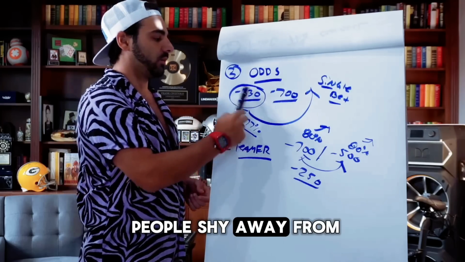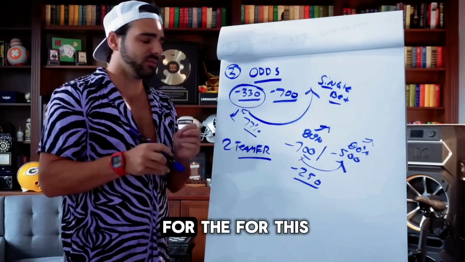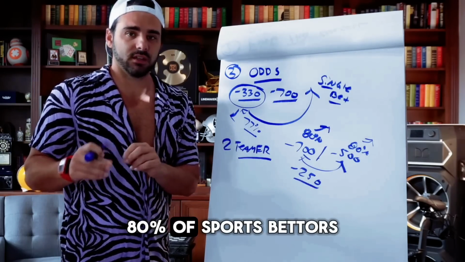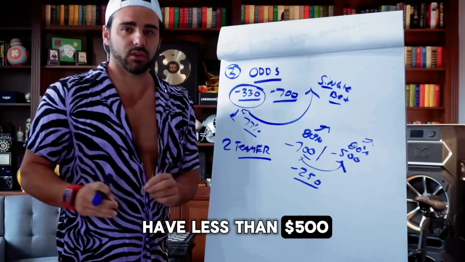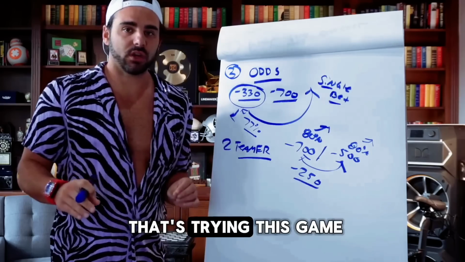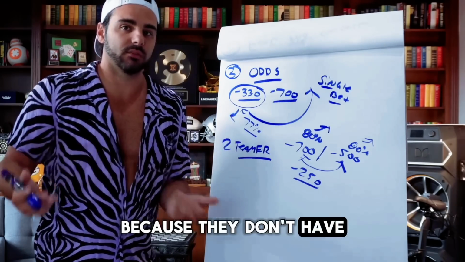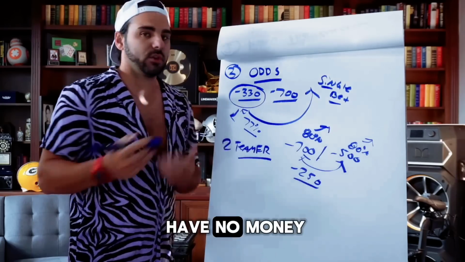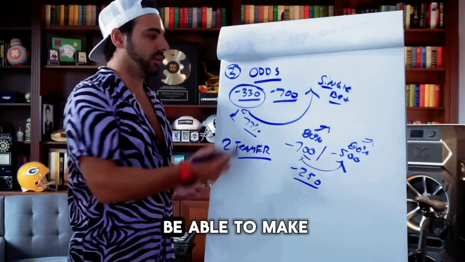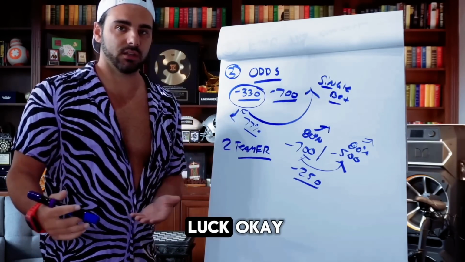Now, the reason why people shy away from stuff like this is because they have no money. All right? We did a poll for this year, so far. 80% of sports bettors have less than $500 to use for sports betting. 80%. It's crazy. That means that everybody that's trying this game is broke, which ideally, that's why people go and try to gamble, because they don't have money, right? But when you don't have any money, you're not going to make money. So you have to realize that. You do need money to be able to make any type of money doing anything. If you don't have money, you're out of luck, okay?